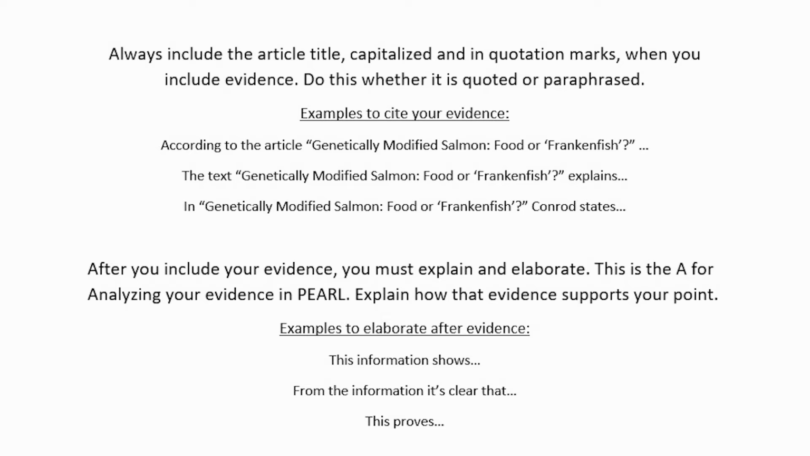And then down here, there's some ways to explain the evidence, to introduce those explaining sentences, analysis sentences. This information shows, from the information it's clear that, this proves, ways to kind of give your own thoughts and your own ideas of that evidence. Now remember, these are just a couple of ways. The best writers are always going to be using, not being repetitive, but using new ways to introduce and explain their evidence. These are just some ways to help us get started.